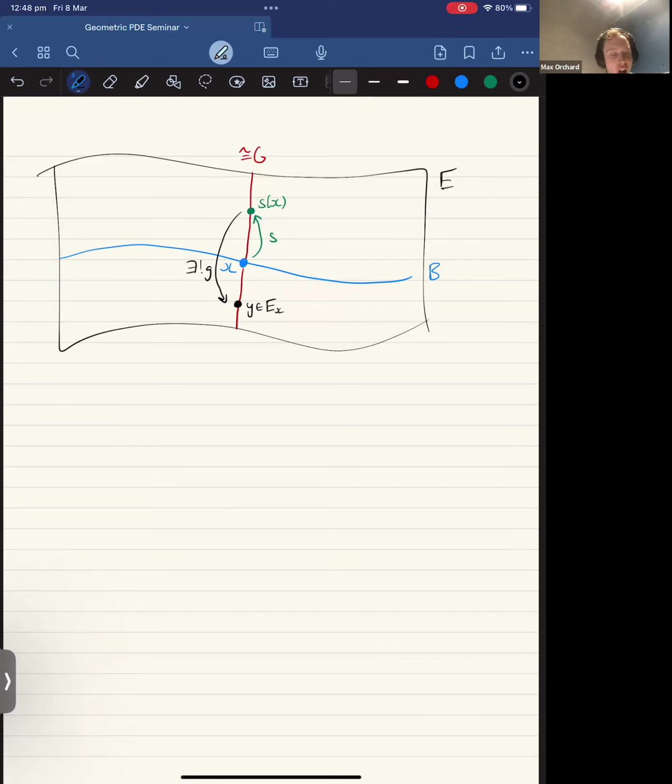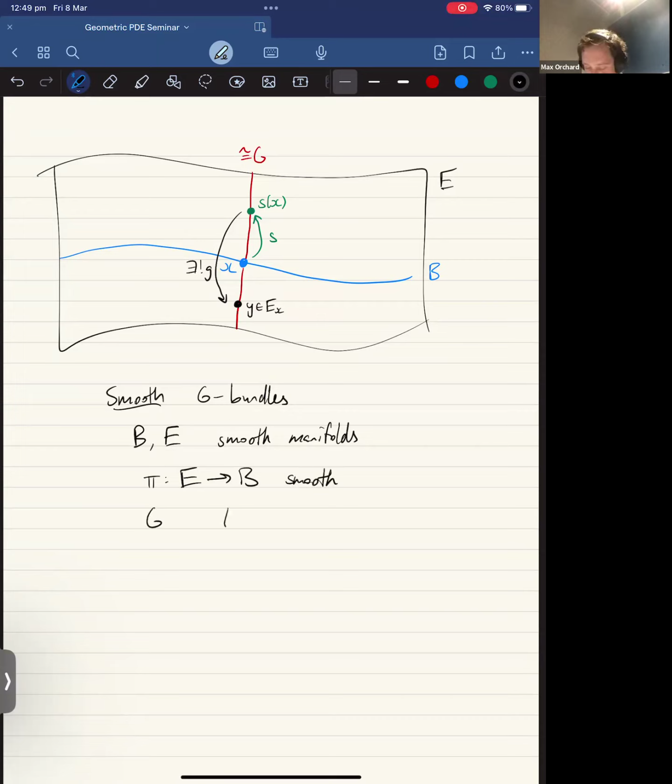And from now on, I'm actually going to take smooth G bundles. Now, what do I mean by a smooth G bundle? Well, I want B and E to be smooth manifolds. I want pi to be a smooth map. I want G to be a Lie group.